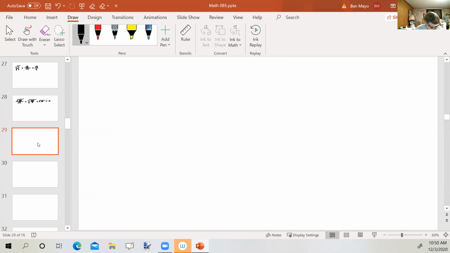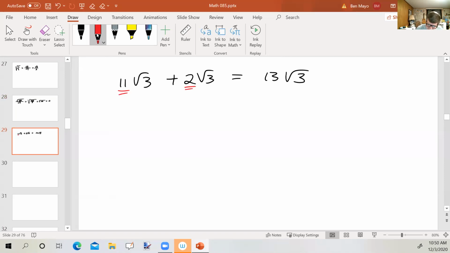Let's see. Simplifying by combining like radicals. 11 square roots of 3 plus 2 square roots of 3 would be 13 square roots of 3, because you've got 11 of something plus 2 of something equals 13 of that same something, the something being the square root of 3.